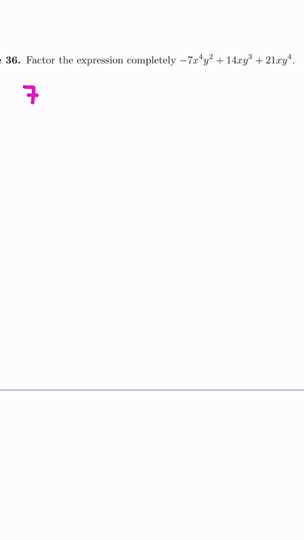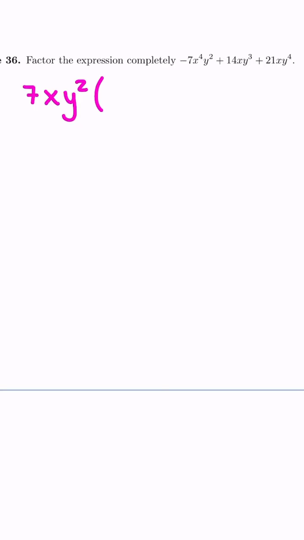And then we have x to the 4th, x, and x. So least power of x here would just be the regular x. We're going to pull out the biggest number we can and the least power of each variable. So we have a y squared, y cubed, and y to the 4th. So we're going to pull out the y squared. So biggest number we can and the least power of each variable. So we're pulling out a 7, an x, and a y squared.